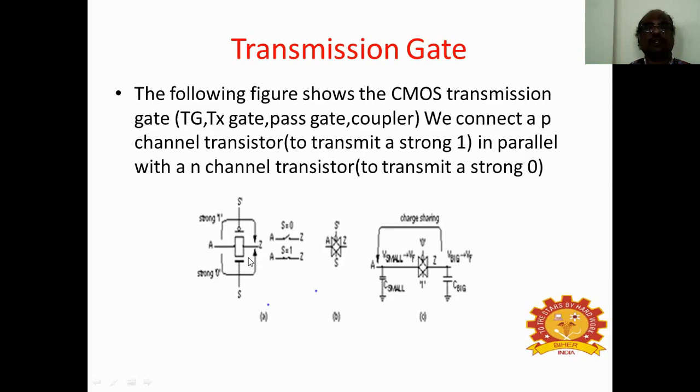So when this is done, depending upon the logic input, whether it's 0 or 1, that will be transferred from A to the Z output, that is from the input to the output. So this is basically what is called the transmission gate logic.